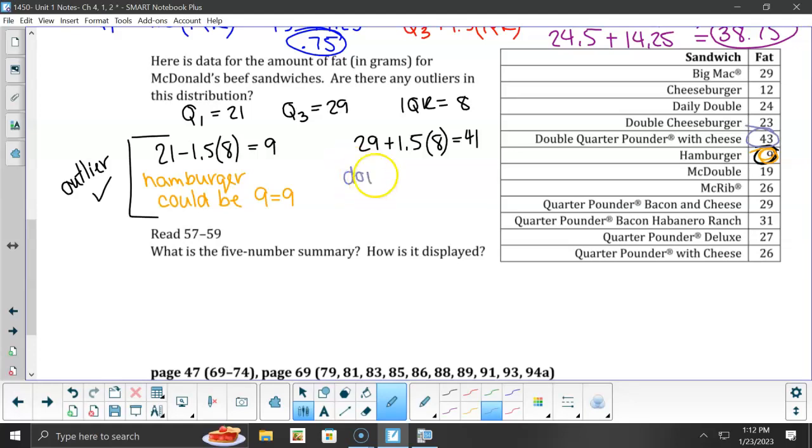So, double quarter pounder plus cheese. So a double quarter pounder is 2 hamburger patties.